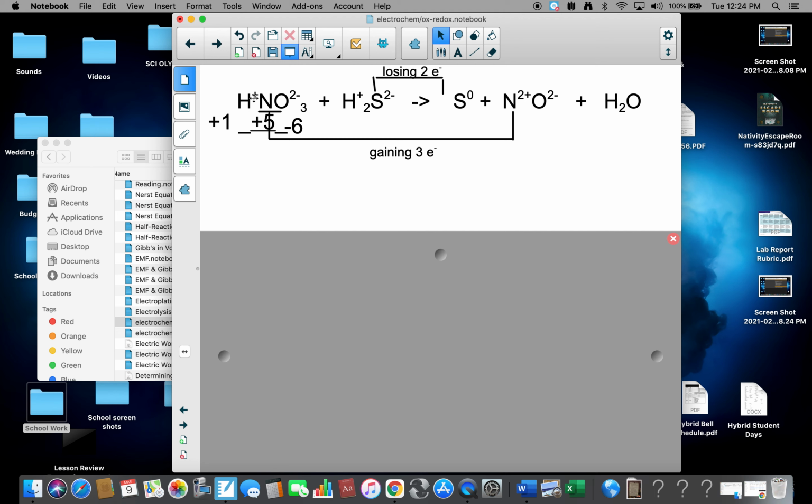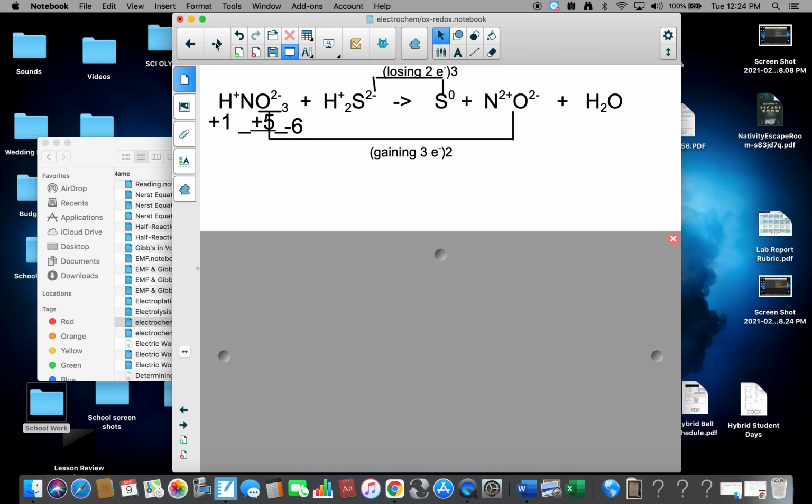Make sure there's one on each side. I have one nitrogen here, one nitrogen here. That's good. One sulfur here, one sulfur here. So that third step is taken care of. Get them equal now. The common multiple of 2 and 3 is 6. So multiply the losing by 3 and the gaining by 2. We put those 3's in front of the H2S and the S, and put the 2's in front of the nitric acid and nitrogen monoxide.